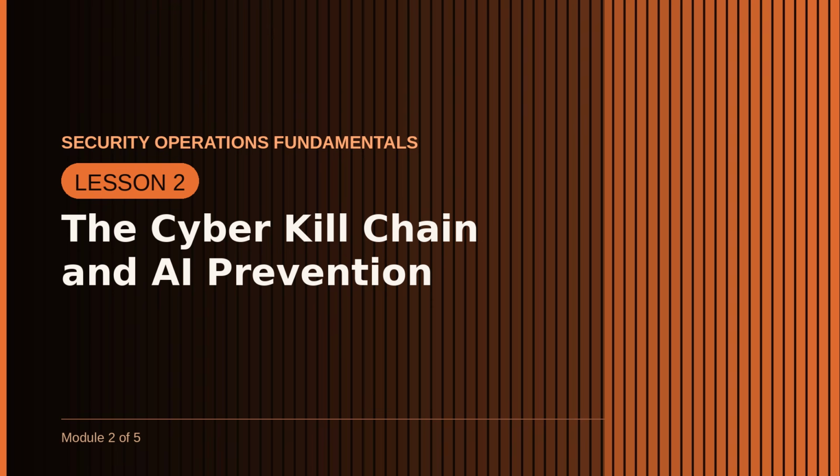The 7 stages of the Cyber Kill Chain. The following sections walk through each stage in detail: what the attacker is doing, why it matters, and how AI-powered defenses can intervene. Stage 1.